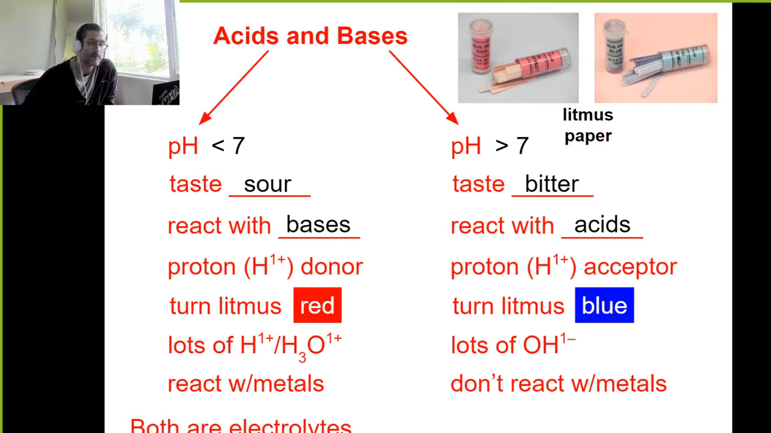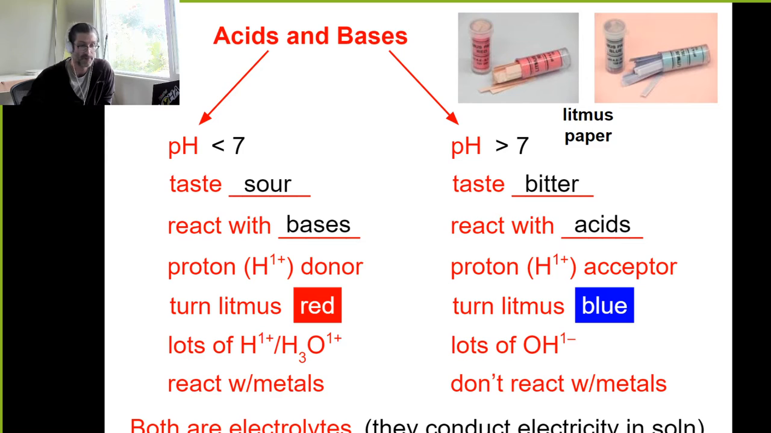Both of them are electrolytes, which will conduct electricity in solution. Pure water does not conduct electricity, believe it or not. There's not enough of an ion concentration in pure water to have it be an effective conductor. You need to dissolve some kind of charged particle in the water, some electrolyte, in order for the water to conduct electricity.